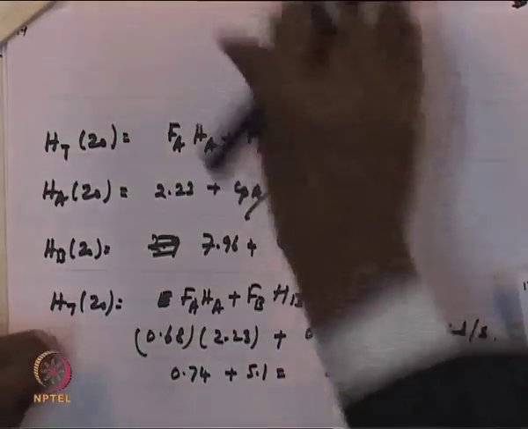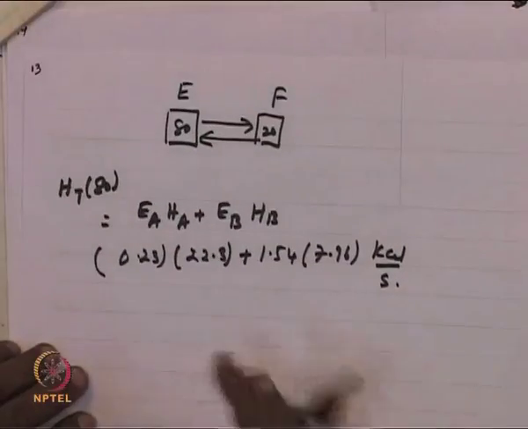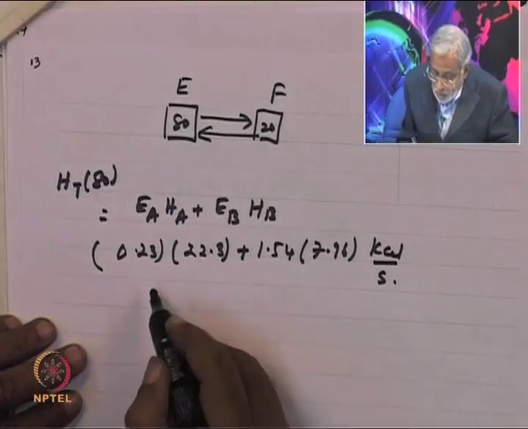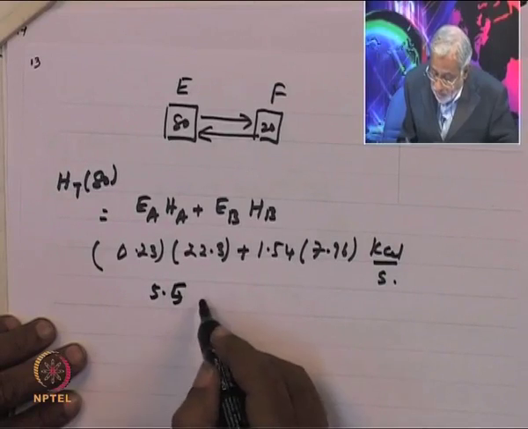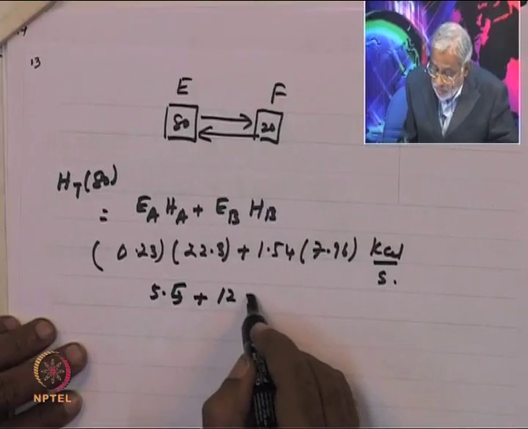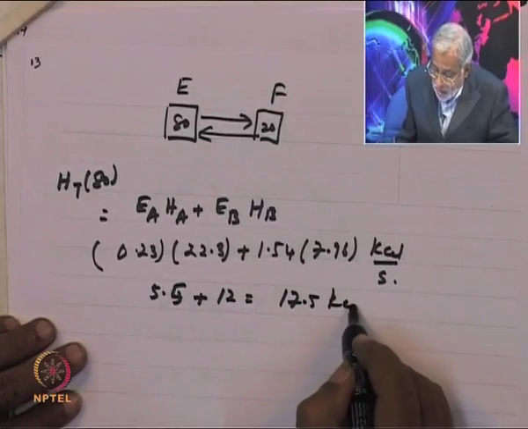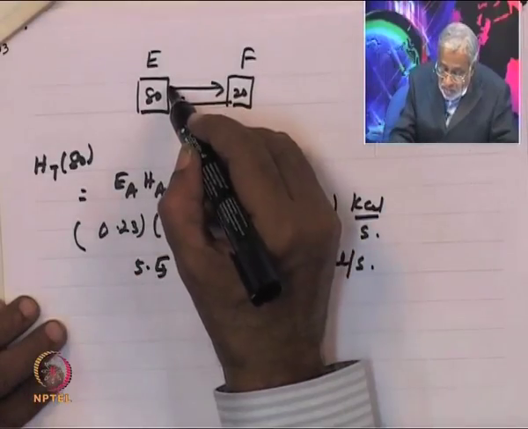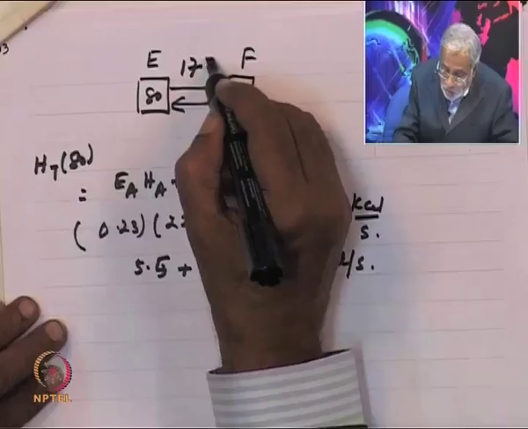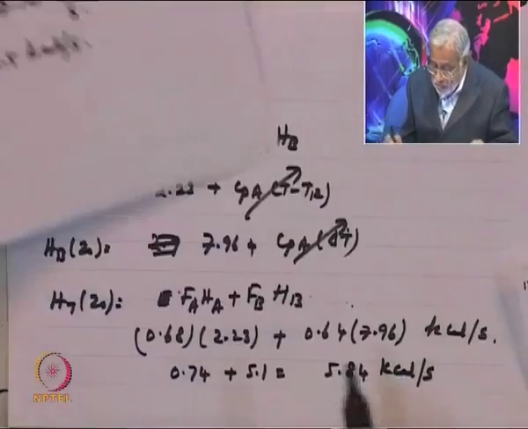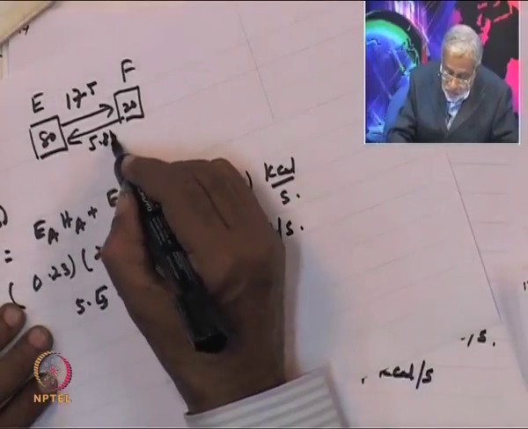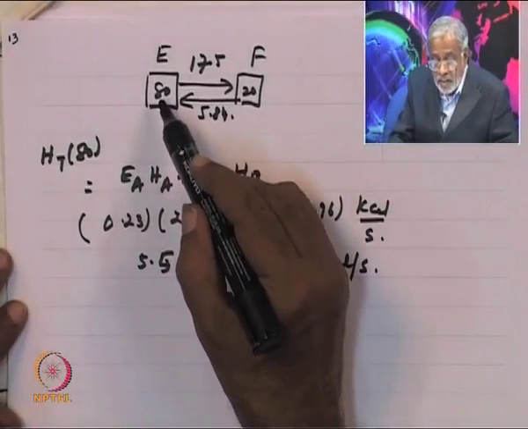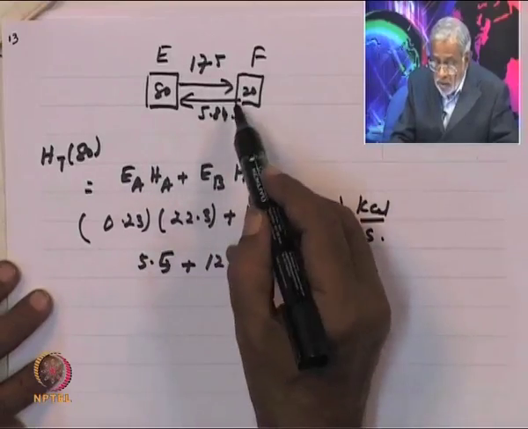Just a minute, we want to calculate H T, what is H T at 80, let us just quickly calculate this, that is about 1/4 of this would be about 5.5 and this is 8, this is about 12, that is about 17.5 kilocal per second. So, what we are saying now is the energy that is in this stream is 17.5 units. The energy that is in this leaving stream is 5.84 units. Okay. What are we saying? What we are saying is that energy that is leaving the 80 degree centigrade environment is 17.5 units. What is leaving is 5.84.